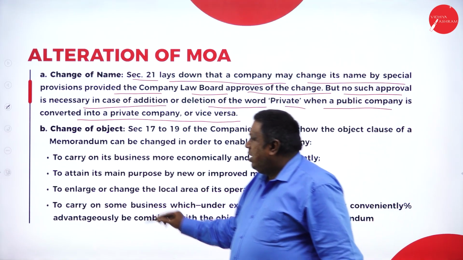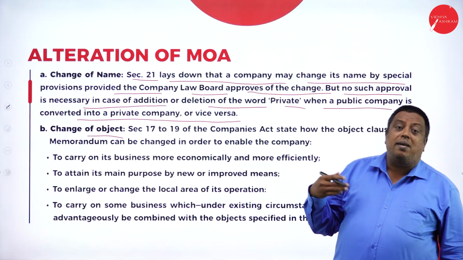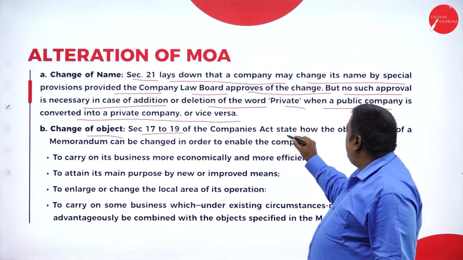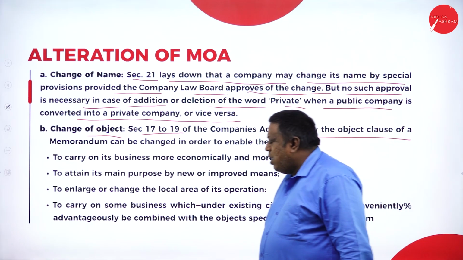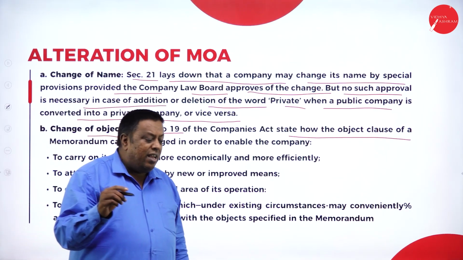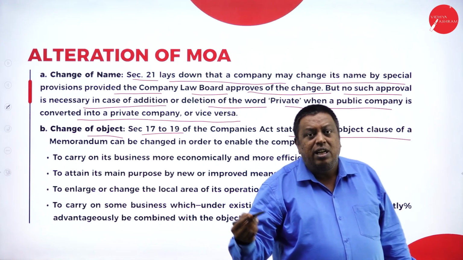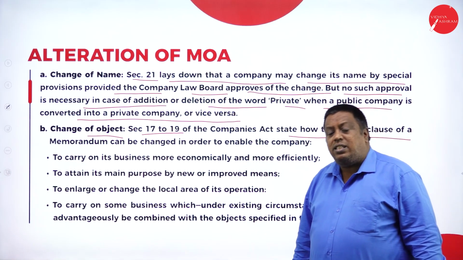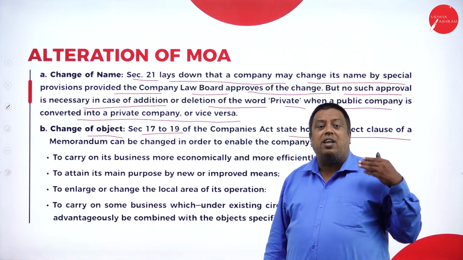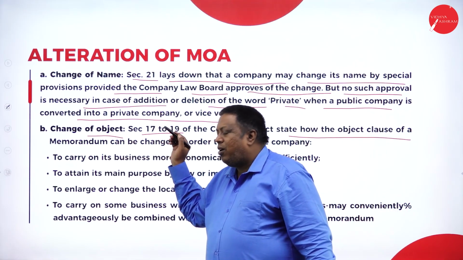The next one, change of object. If I want to change the object of the company, then under sections 17 to 19 there are certain rules and regulations framed. For what purpose is the objective of the company going to be modified? There may be small changes required for the organization to survive in the world, such as increasing its qualities or increasing its services. So then it can change the objects of the company here.